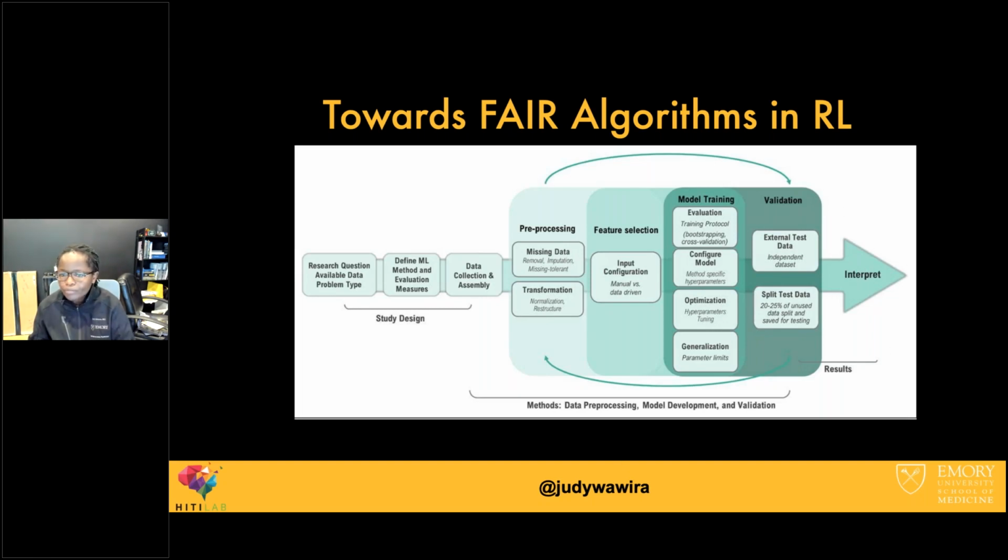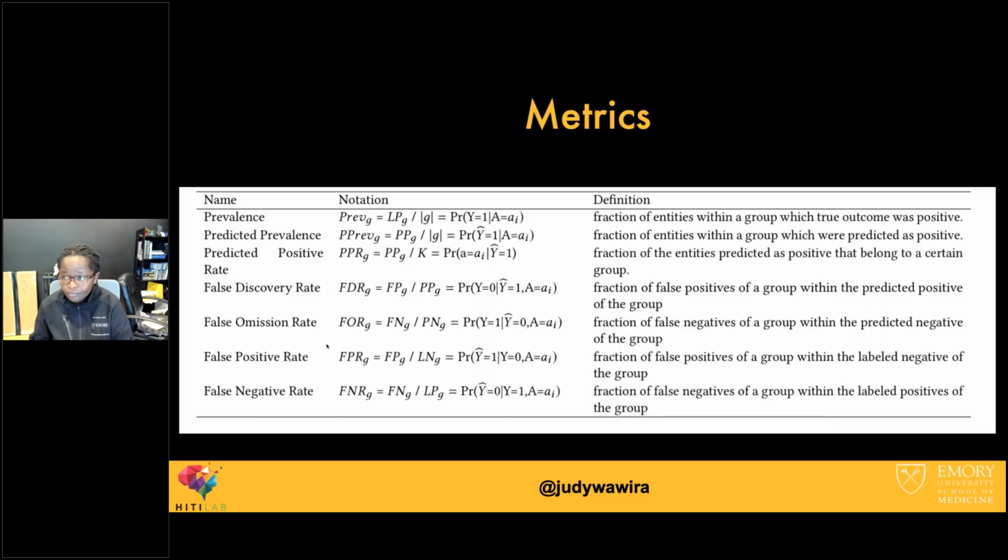And so what we see, and we have a couple of tools here, is that people have come up with these rules and metrics that you can calculate, such as the FPR, false negative rate, false omission rate, false discovery rate, and say, this is what is working for my group. And I'll show you an example of work that we've done in this space.